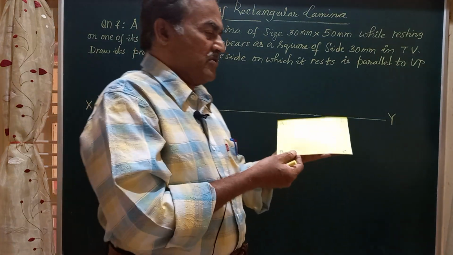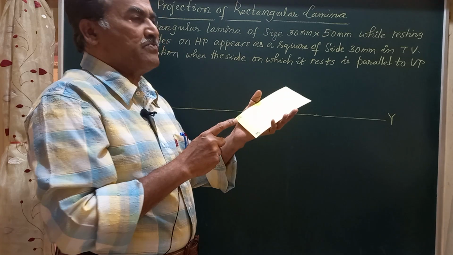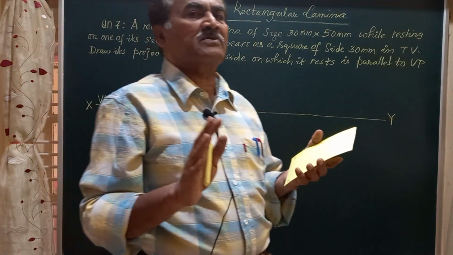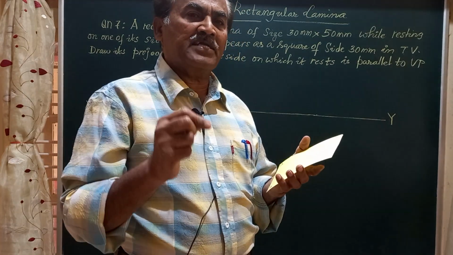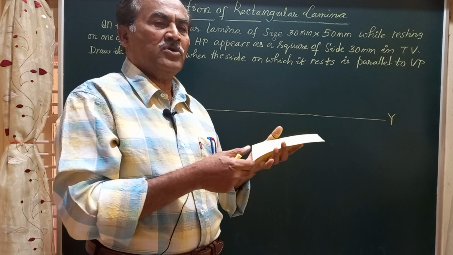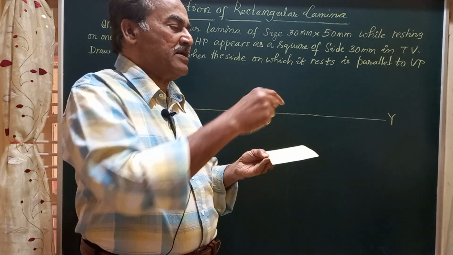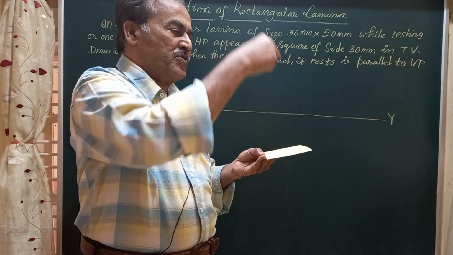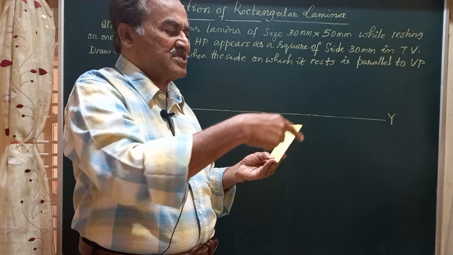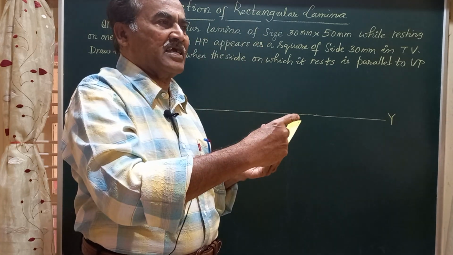Friends, now I have this lamina. The question says it has to be placed on one of its sides. So they have not specified on what edge it has to be placed on HP. And just now I told you when it is placed on the longer edge, this will never become a square in the top view. A rectangle when lifted like this, in the front view you can see as a shorter line, in the top view you get another rectangle.